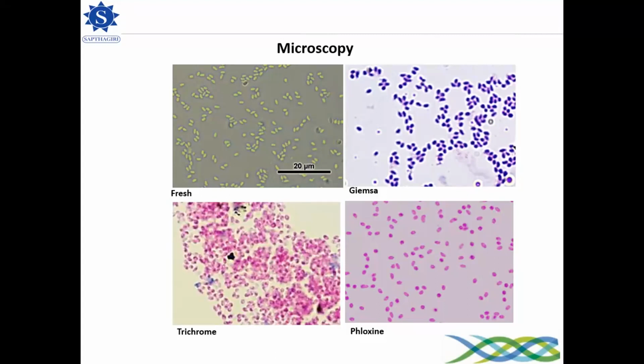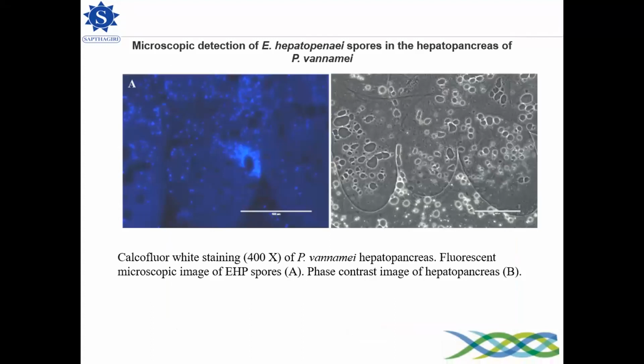So this is one specialized staining technique. It's a fluorescent microscopic technique. The stain used is calcofluor white. You can see the blue stars like spores in the HP tubules. These are the tubules. You can see the magnitude of EHP infection in the hepatopancreas.